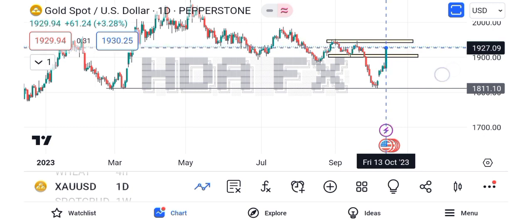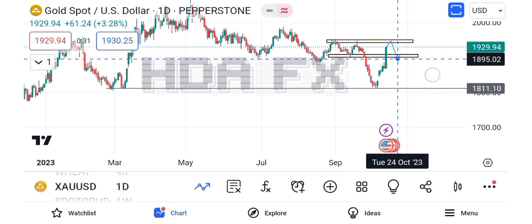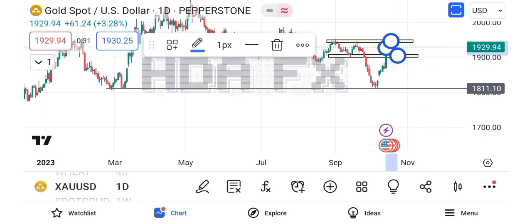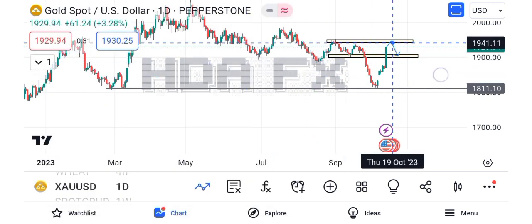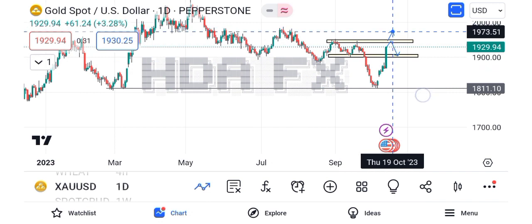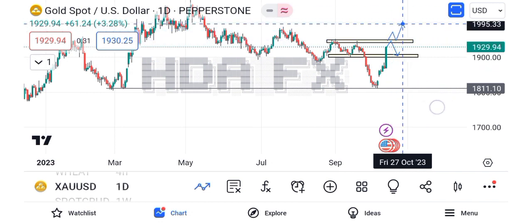So I want to see gold arrive at this key level here, then study the price behavior at this particular key level. If price gives me selling confirming candles, then I'll be selling up to this point here. But in case gold breaks this structure upward, I'll be waiting for a retest. Then my target will be up to this point here.